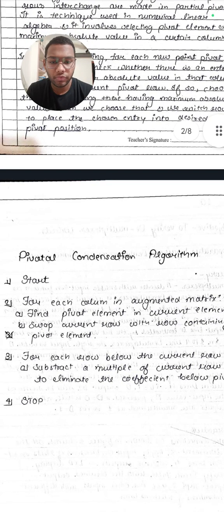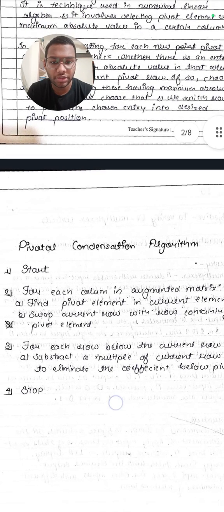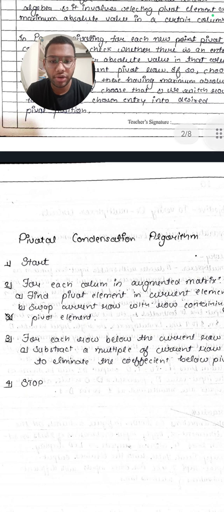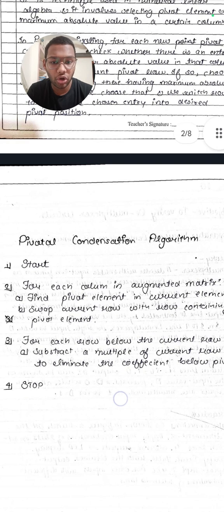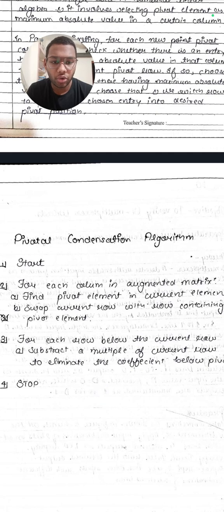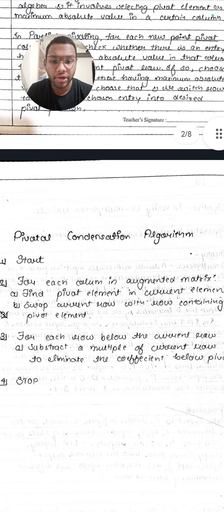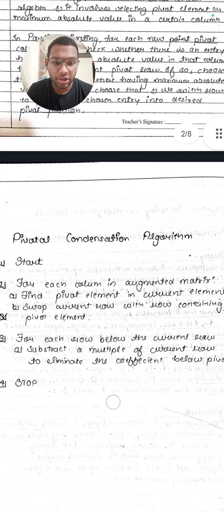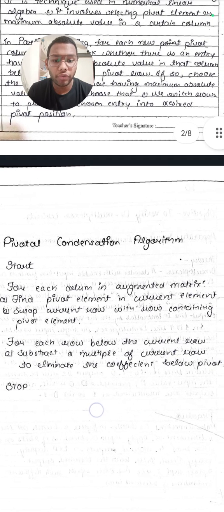In this I have explained the algorithm in short. We can read that: start. For each column in the augmented matrix, find the pivot element in each current element. Swap the current row with the row containing the pivot element. For each row below the current row, subtract a multiple of the current row to eliminate the coefficient below the pivot, and stop.